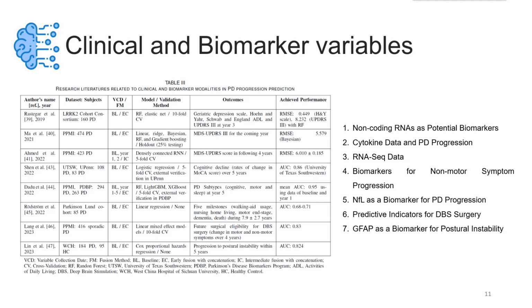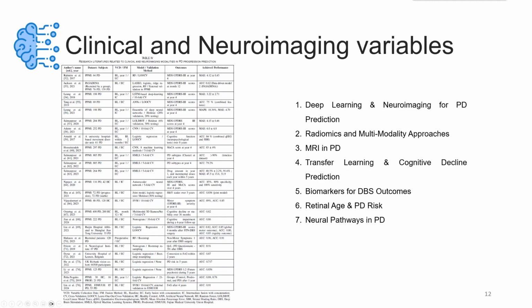Additionally, predictors for DBS surgery eligibility include age, H&Y stage, tremor scores, and CSF tau to Aβ42 ratio. Deep learning combined with neuroimaging, SPECT, PET, MRI, is increasingly used to predict motor and non-motor dysfunctions in PD, providing early insights into disease progression.